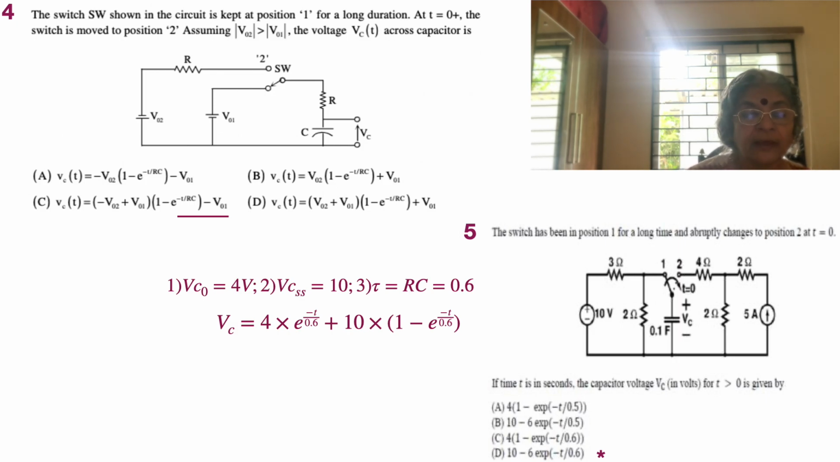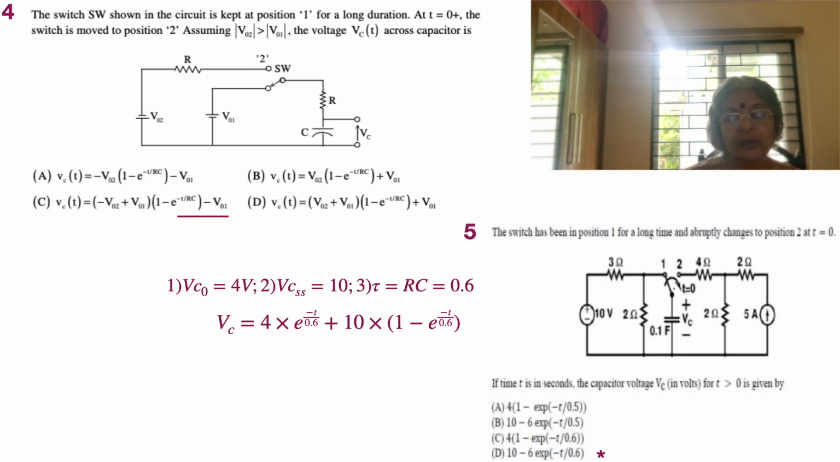So what all do we have here? How do you proceed? First and foremost, as is written on the side, we need to find out what was the condition before, what was the earliest steady state. The question says the switch has been in position 1 for a long time and abruptly changes to position 2. If time t is in seconds, the capacitor voltage VC in volts for t greater than 0 is asked.